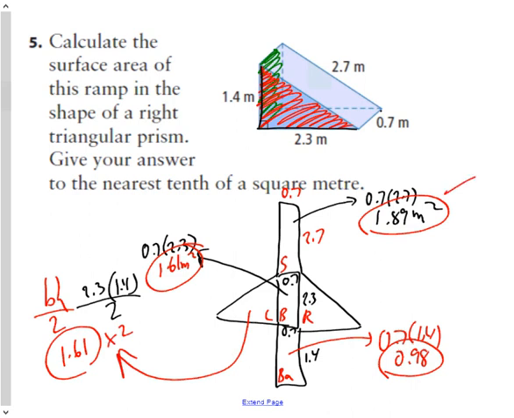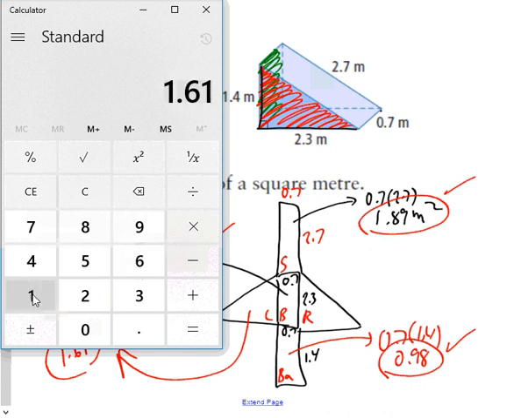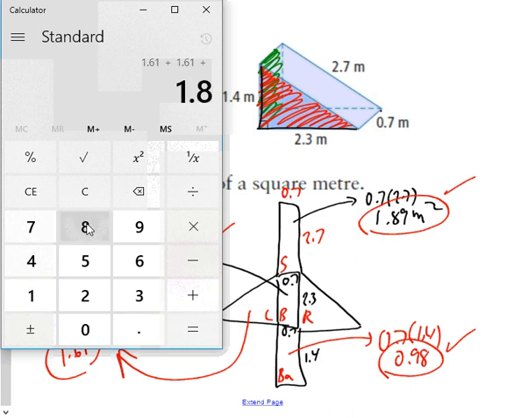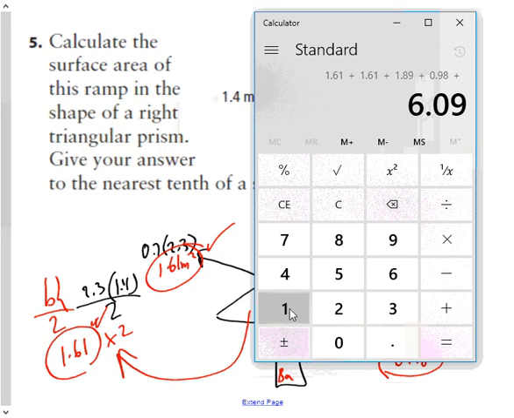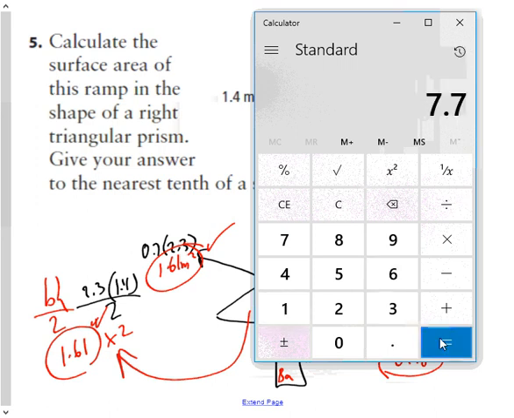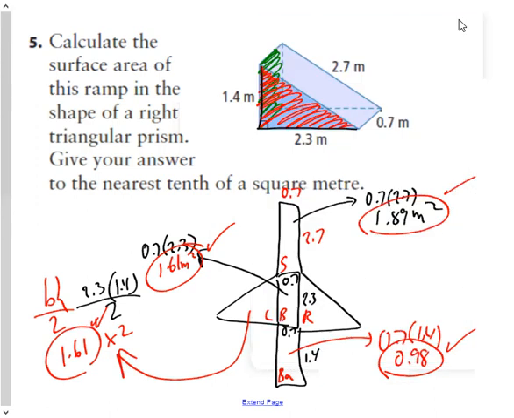So if we add this, and this, and this, and this twice, I will have the surface area of my triangular prism. So I got 1.61 plus another 1.61 for the 2 triangles, plus a 1.89, plus a 0.98, plus finally the last one, which was 1.61. And my total surface area for this triangular prism is 7.7. Is that right? Did I make a mistake there, or is that right? 7.7 meters squared is the total surface area for that triangular prism.